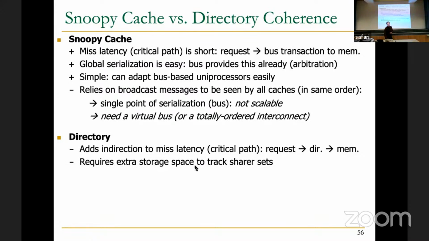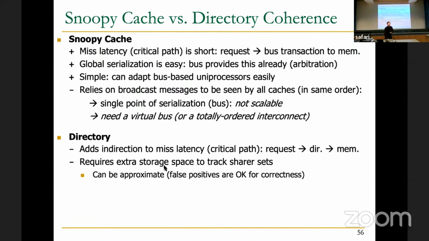It requires extra storage to track share sets, clearly, in the directory. Snoopy cache requires extra storage metadata in the caches, right? But we'll compare the two different kinds of storage a little bit. So this directory storage can be approximate, actually.